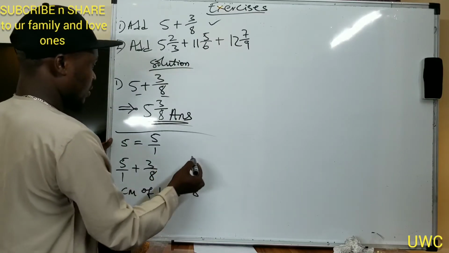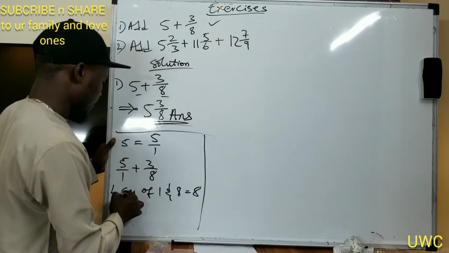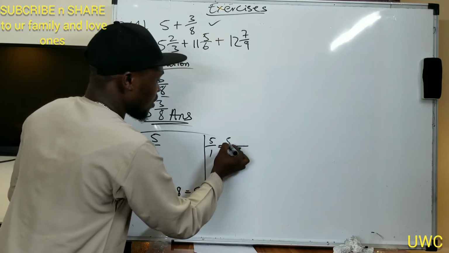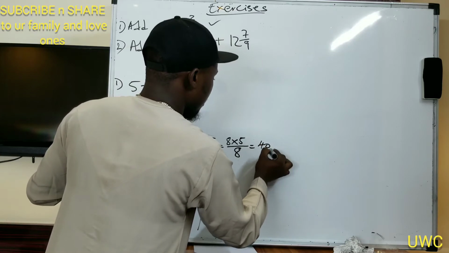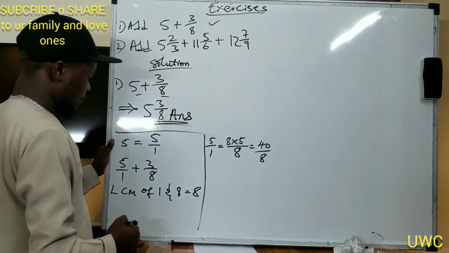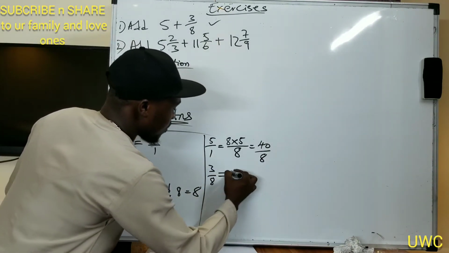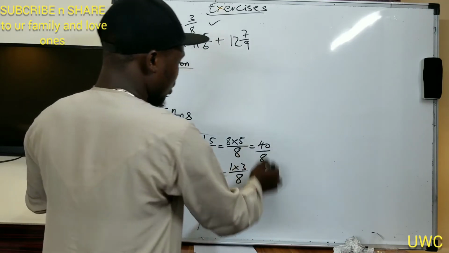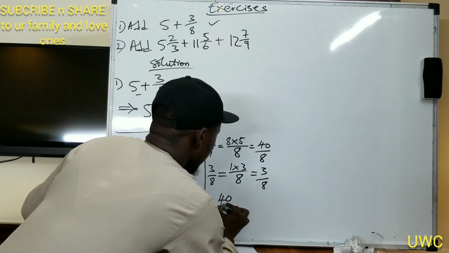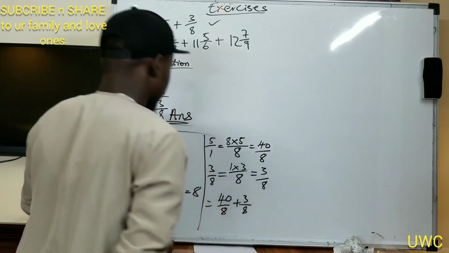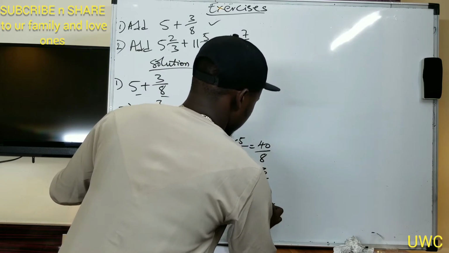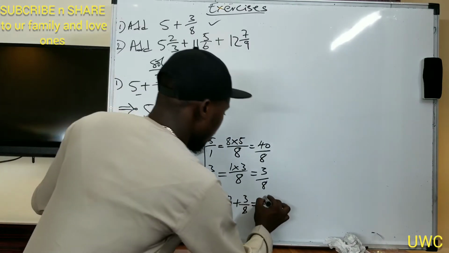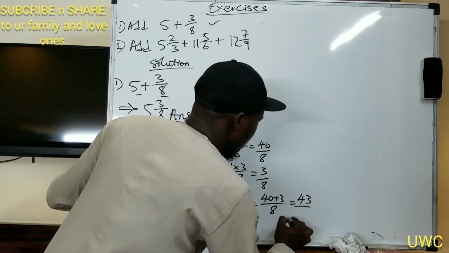So we'll now take the one after the other. When we take the one after the other now, 5 over 1 is equal to 8 divided by 1 gives 8, multiplied by 5, which is 40 over 8. We'll now take 3 over 8, which is equal to 8 divided by 8, 1, multiplied by 3, which is equal to 3 over 8. So when we now sum up this, we come up with 40 over 8 plus 3 over 8. This is equal to 8 as the LCM. We now sum up 40 plus 3, which is equal to 43 all over 8.